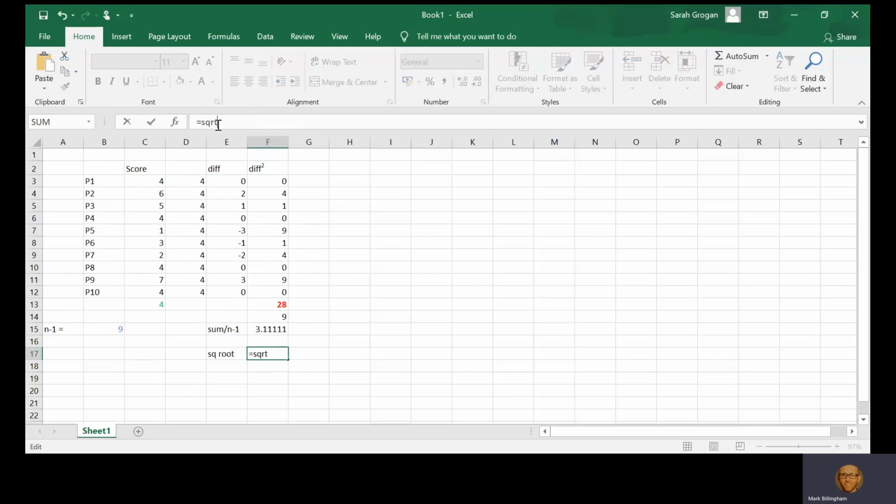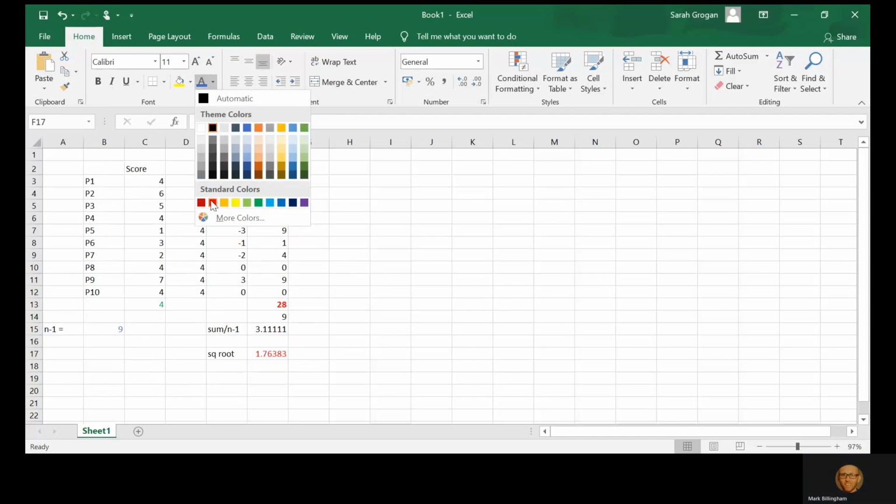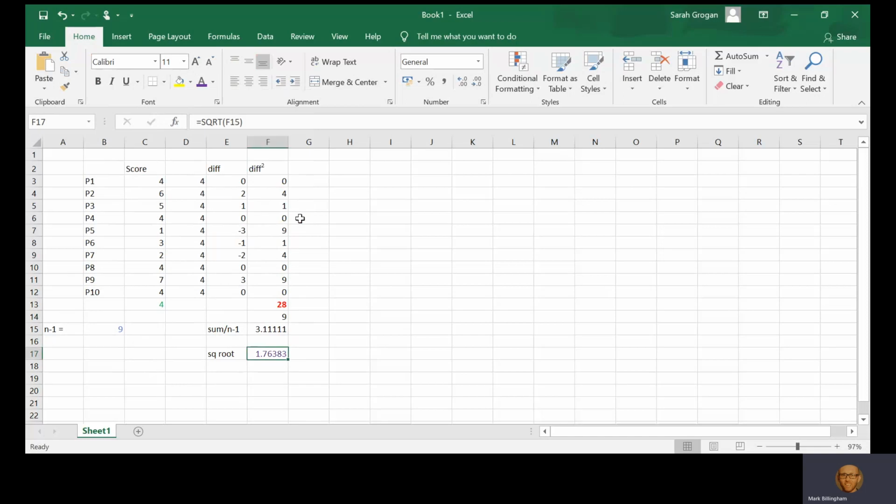So that's equal to the square root of that number there. I should get the answer. Yeah. So if you square root 3.111111 recurring, then you get this answer here. Okay, let's put that in a different color. Let's go for purple this time.